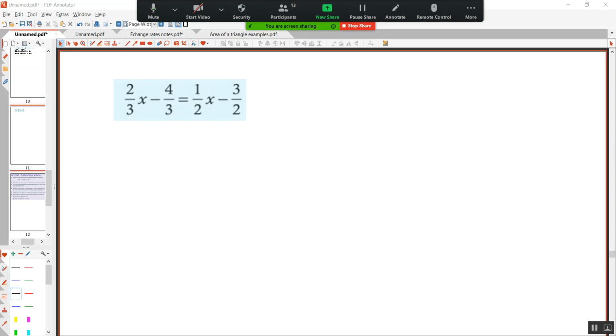You subtracted half an x from both sides. Okay, we can go over that. So I'm going to subtract half an x. So that would give me 2/3 of an x minus half an x minus 4/3 is equal to negative 3/2. What did you end up with then on this side when you did that?